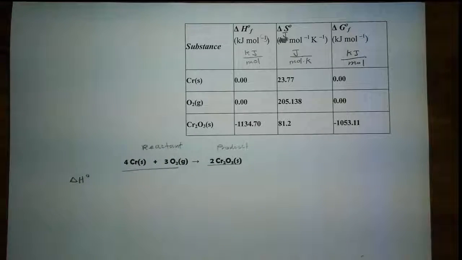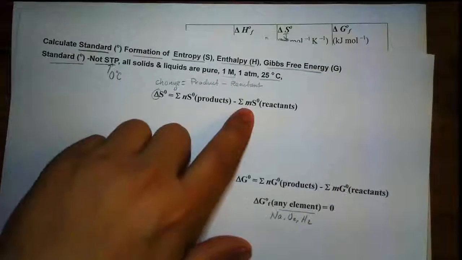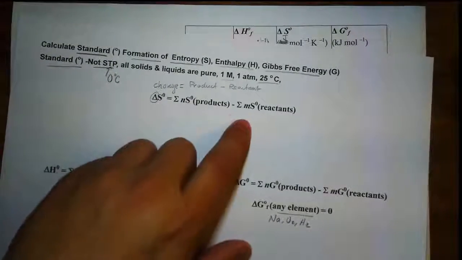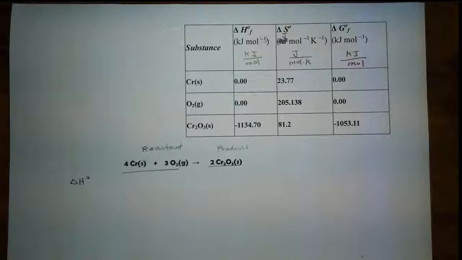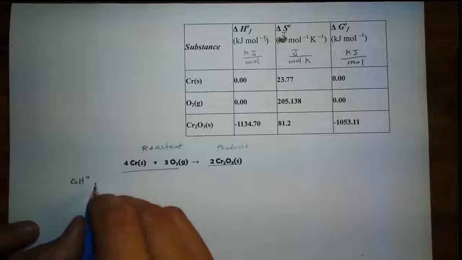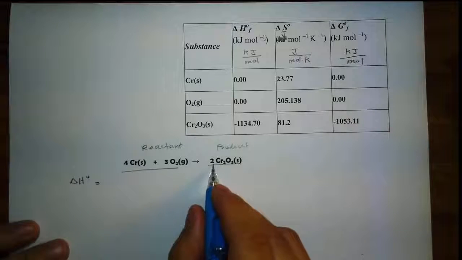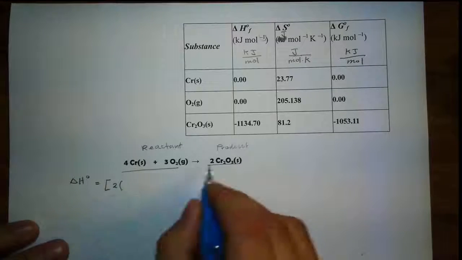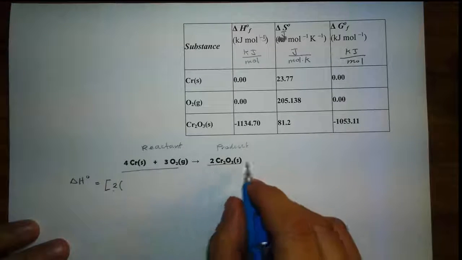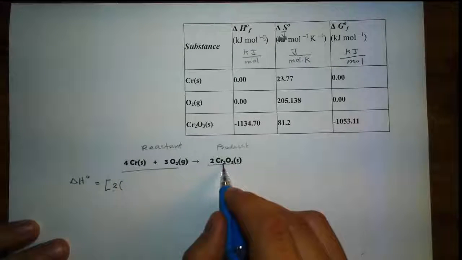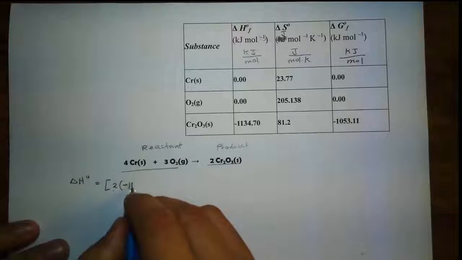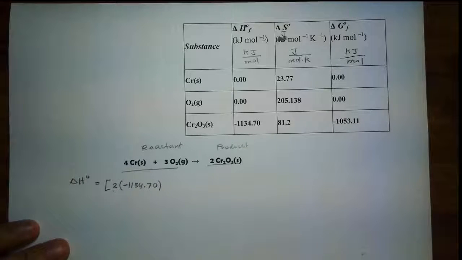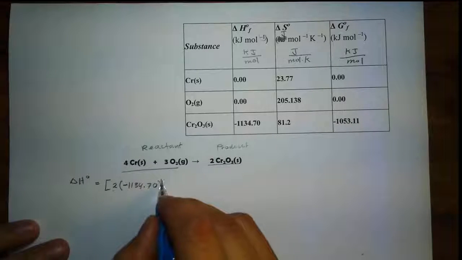And notice how we have the letters n and m. What does that tell you? Those are the coefficients. Those are the number of moles, because the number of moles will affect the total as well. So for delta H, let's look at the product. We have 2 moles of this compound here. What is the value for delta H formation? Which is negative 1134.70. There you go. And that's all I have for the product.